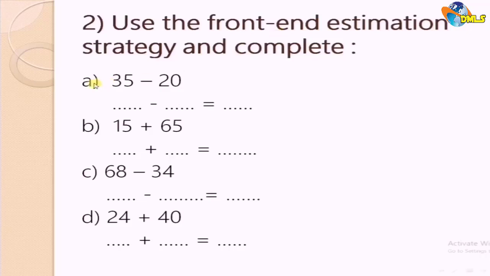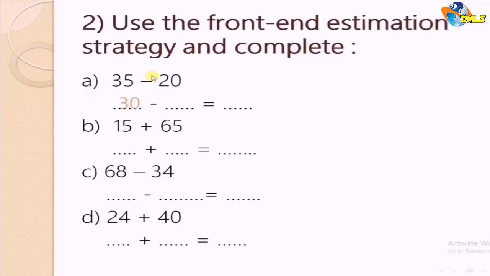Let's read question A. 35 minus 20. Here I want to use the estimation strategy for two-digit numbers because I have a two-digit number. So of course I will look at the tens place. Here in the tens place I find 3. So the estimation will be 30.